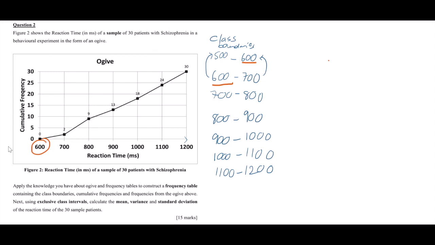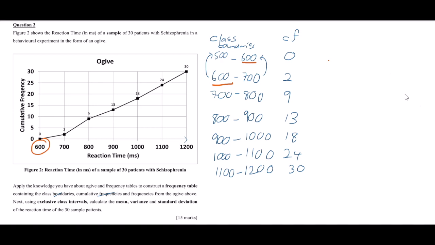Okay, so your y-axis would be the cumulative frequency. So this would be the cumulative frequency. It starts with 0, 2, 9. So we have completed the class boundaries and the cumulative frequencies.